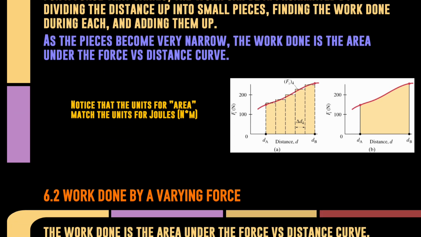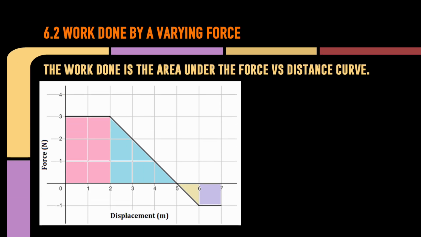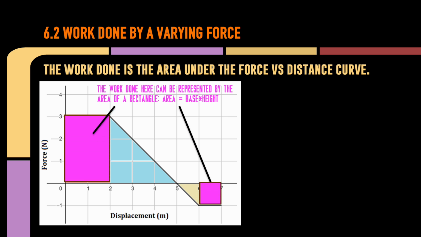So an example that we'll be using here, here's our curve here. We have a force that was constant for 2 seconds, decreases for, let's see, 1, 2, 3, 4 seconds, and then is constant again for a second. And what we do is we take chunks. And so if we look here, we have the work done can be represented by the area of a rectangle. Area is base times height. So we have those two shapes there.